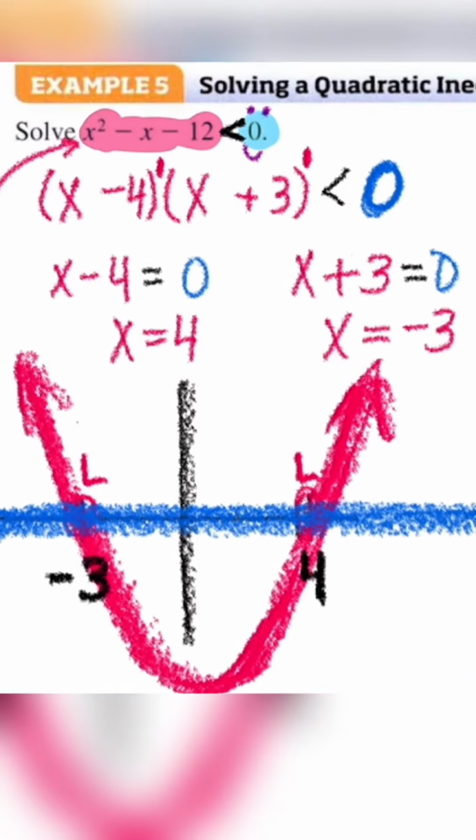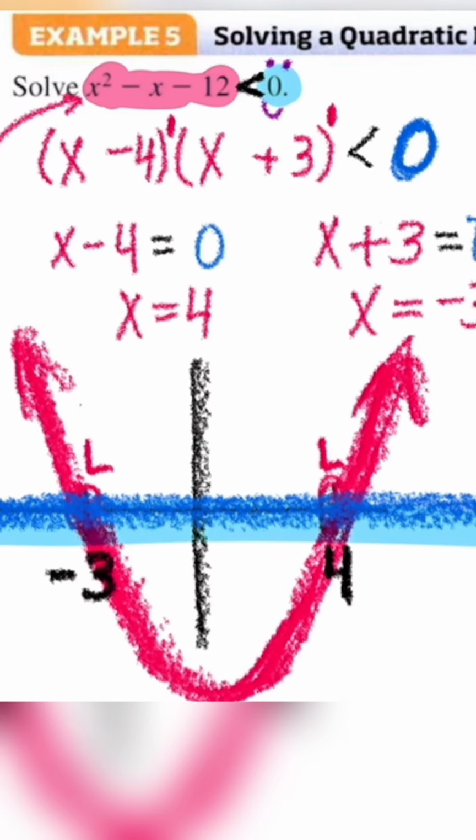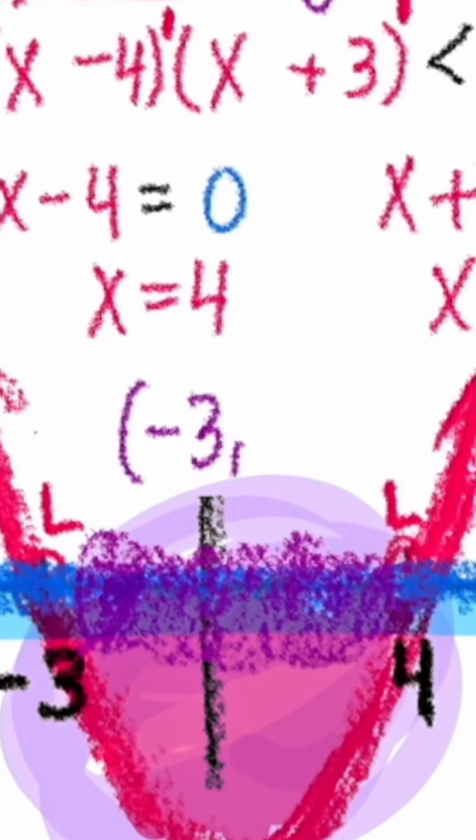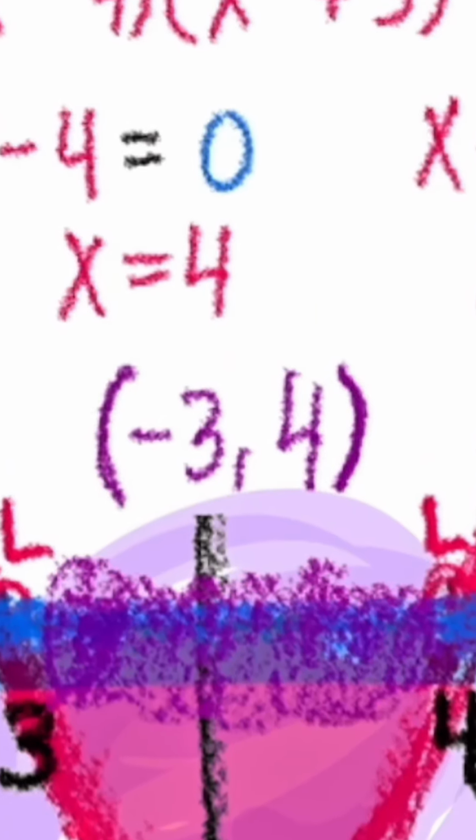When is the red graph below the blue? Here's the blue. When is the red below the blue? Here, in this region in between. And how do I describe that region in between? Using interval notation. Basically, I'm going to say from negative 3 until positive 4. We're using parentheses because it's not including those values. It's right up until those values.